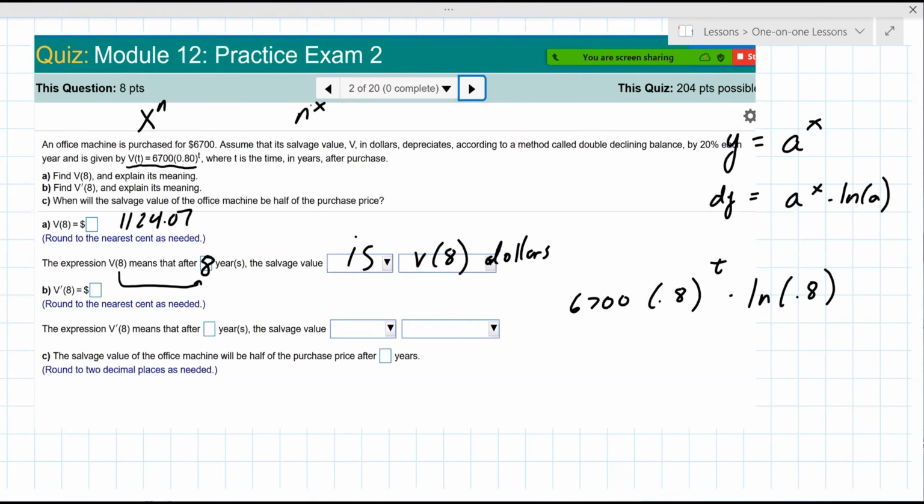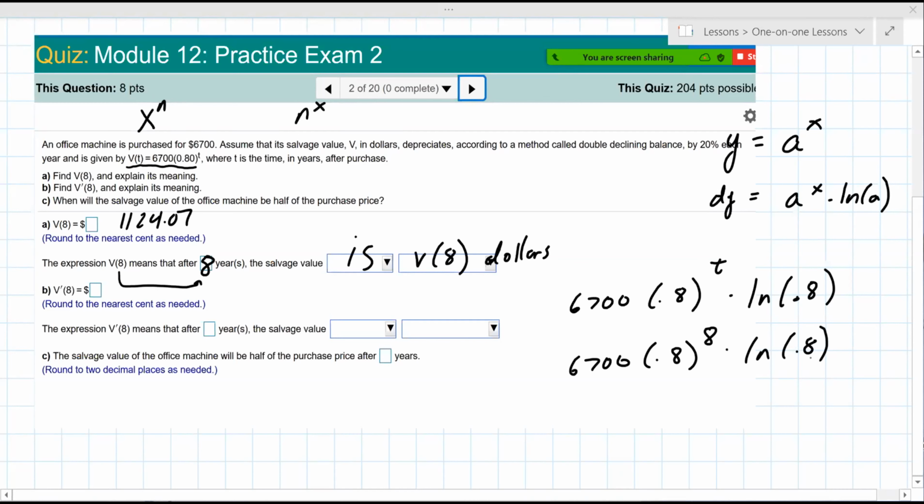The natural log of 0.8 is just a number. So for v prime of 8, you put 8 into this: 6,700 times 0.8 to the power of 8 times the natural log of 0.8. It ends up giving you a negative number, which is correct.